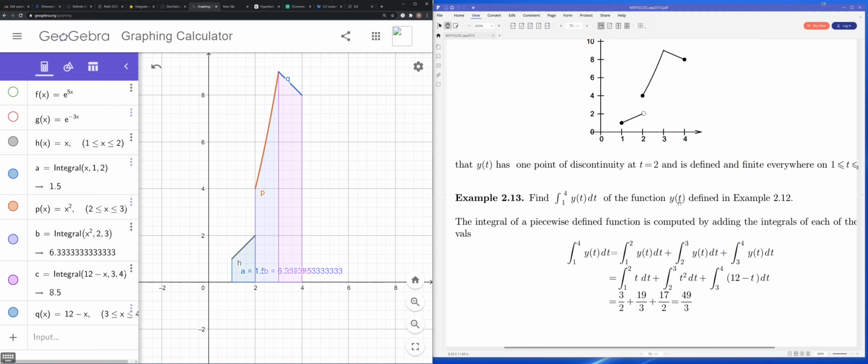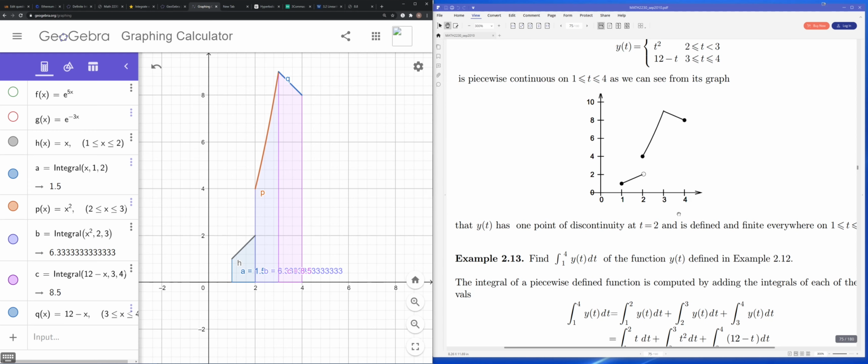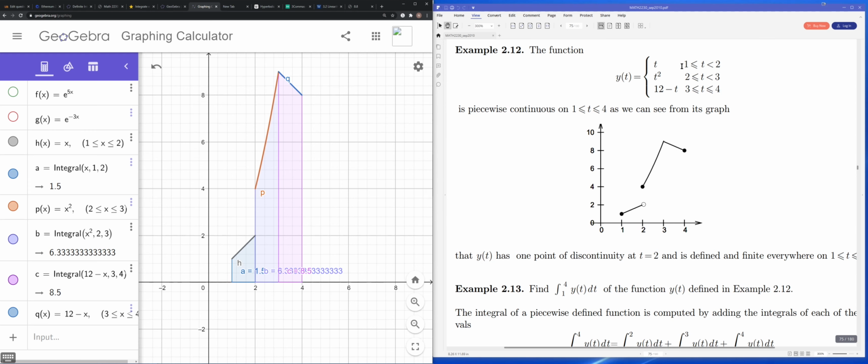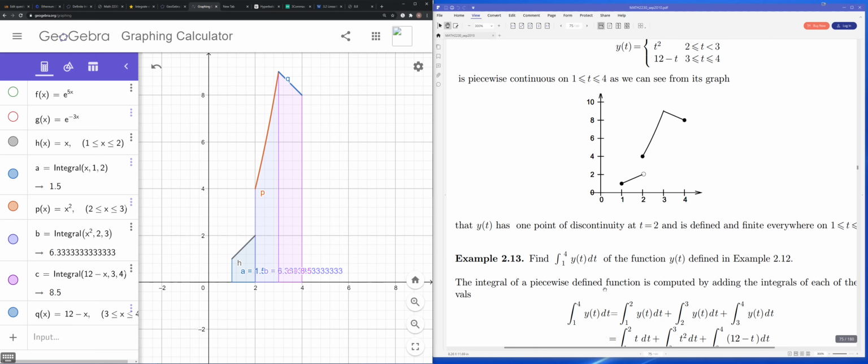So your function that you started off with had 3 pieces, 1 to 2, 2 to 3, and 3 to 4. So in order to integrate from 1 to 4, what you do is you integrate over each of the ranges 1 to 2, 2 to 3, 3 to 4, separately. Then you add those up.